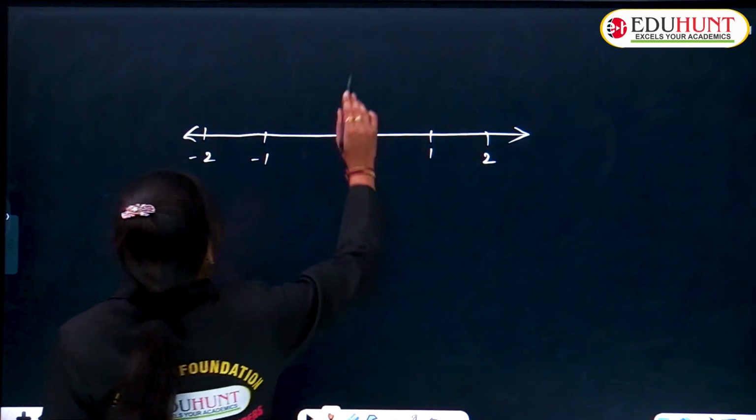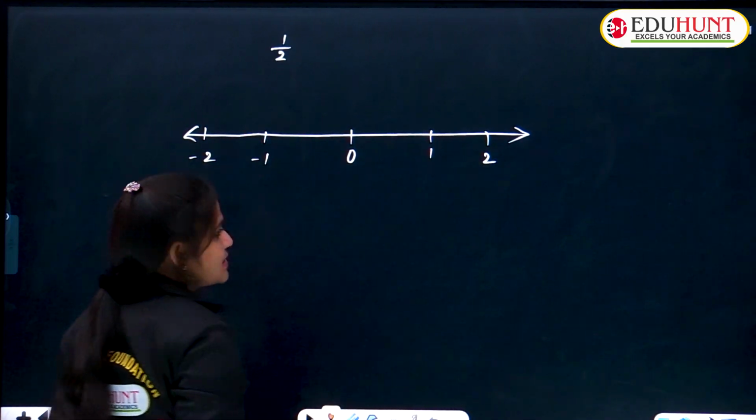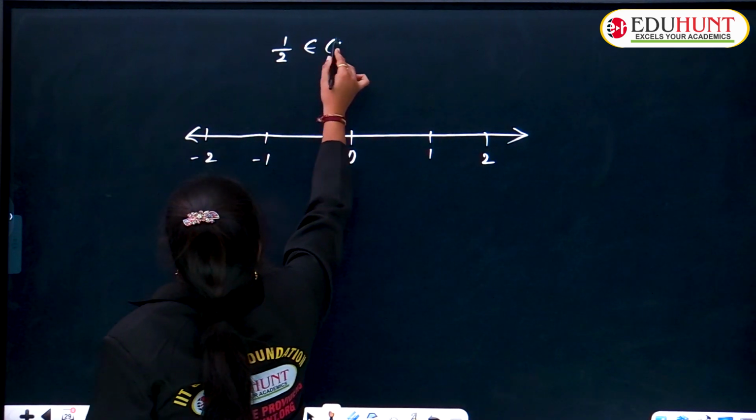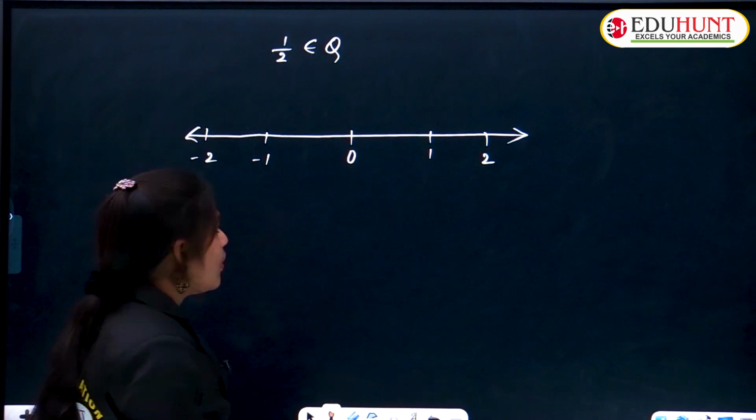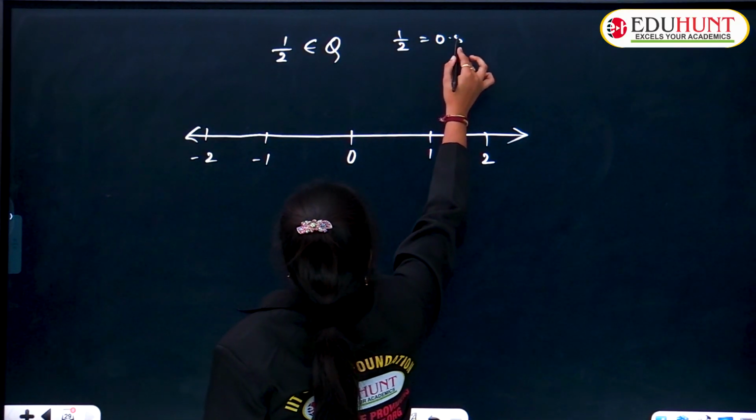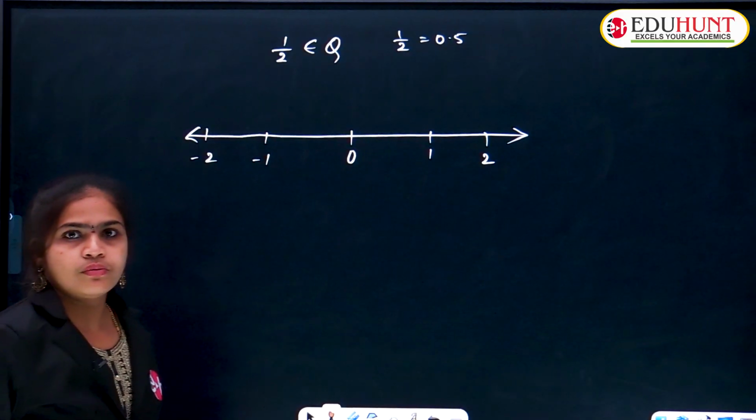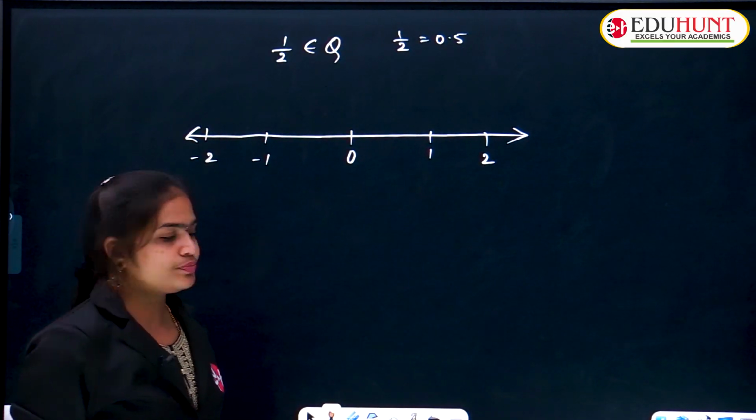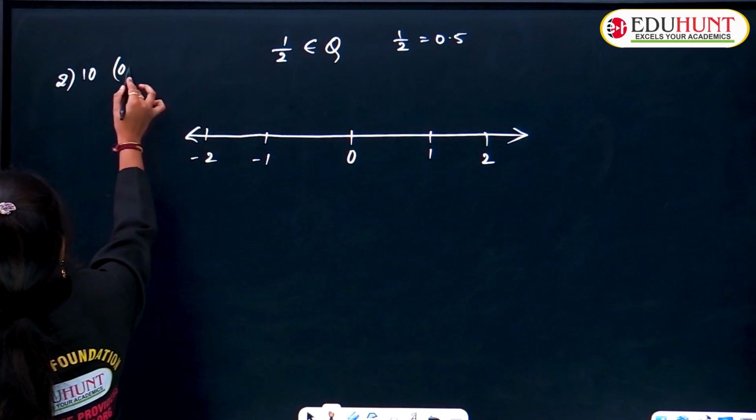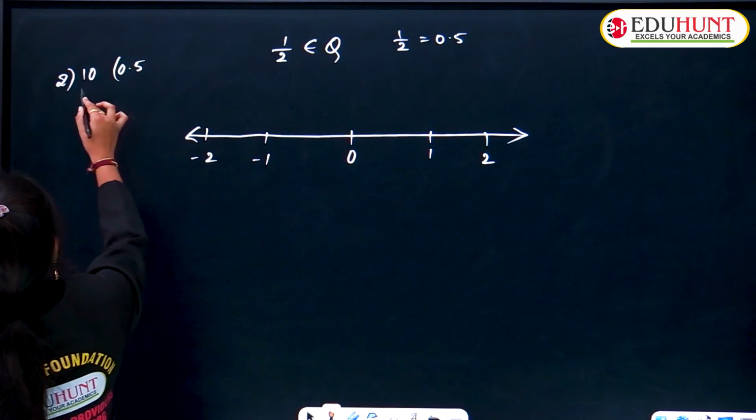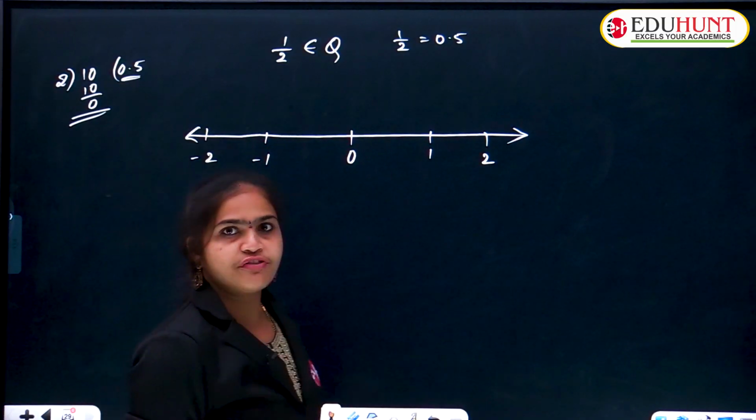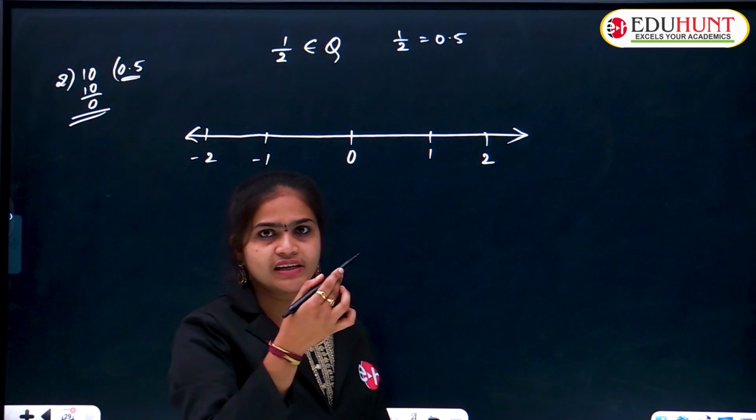First, see that I want to represent 1 by 2. Is 1 by 2 a rational number or not? Yes, 1 by 2 is a rational number. How can we write it? 1 by 2 is equal to 0.5. Yes or no? 1 divided by 2. Just by using division you can do that. Keep 0 here and here 0, 0.5. Clear? So 1 by 2 we can write as 0.5 also. In the decimals topic we will discuss that.